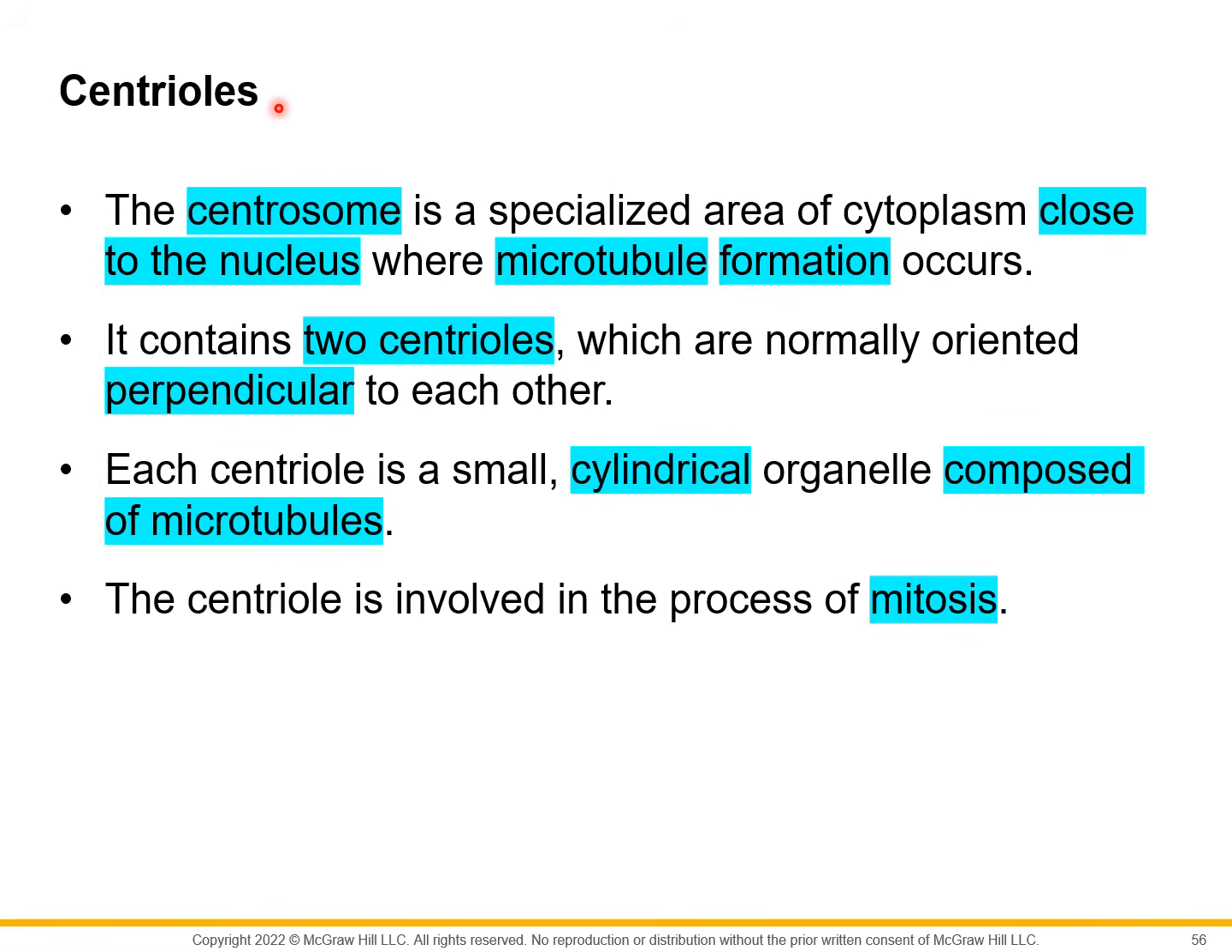Up next are centrioles. So the centrosome, this is a specialist area in the cytoplasm that is close to the nucleus where microtubule formation occurs. Alright, so yung microtubules na po, sila ay naka-create dun sa centrosome. So now, one cell would contain two centrioles, and they're normally oriented perpendicular to each other. What does that mean? Perpendicular meaning kung nakaturo sa isang direction yung isa dun sa mga centrioles, the other centriole would have to be kind of like facing or arranged in a different direction.